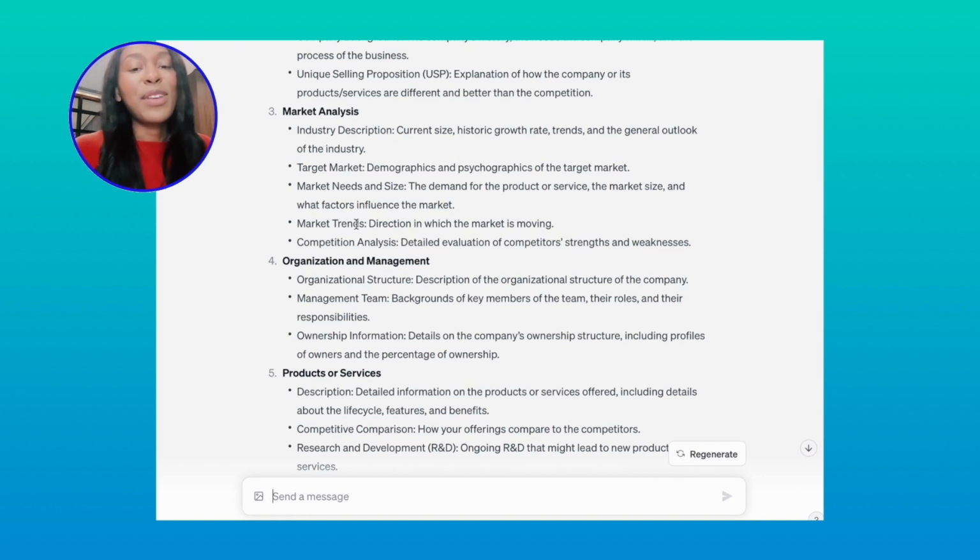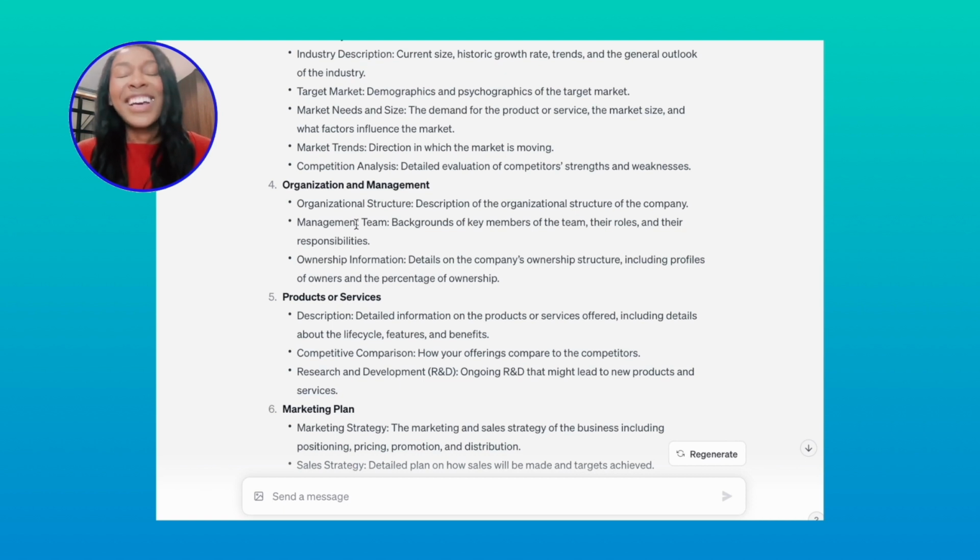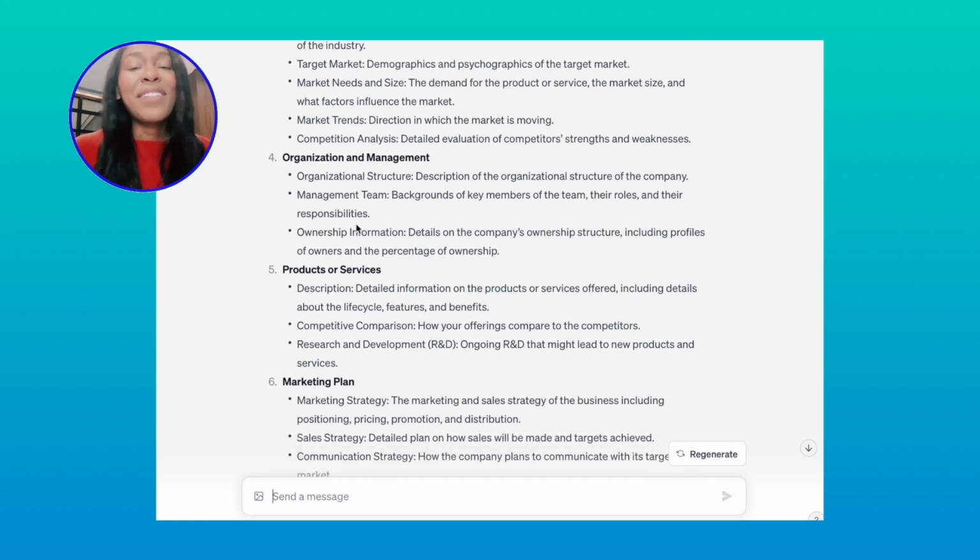Moving on, we have the organization and management structure. This is one of my favorite parts because I believe everybody needs to make their business legit, either by having an LLC or a corporation. In this section, you break down the owners as well as the business entity.